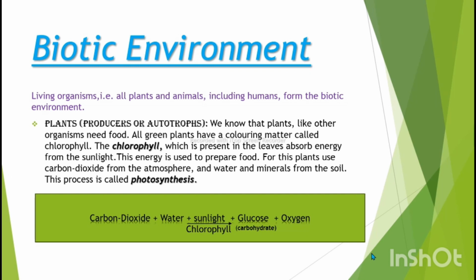All green plants have a coloring material called chlorophyll. The chlorophyll, which is present in the leaves, absorbs energy from sunlight. This energy is used to prepare food. For this, plants use carbon dioxide in the atmosphere and water and minerals from the soil. This process is called photosynthesis. Carbon dioxide plus water plus sunlight plus chlorophyll equals glucose, and oxygen is released.